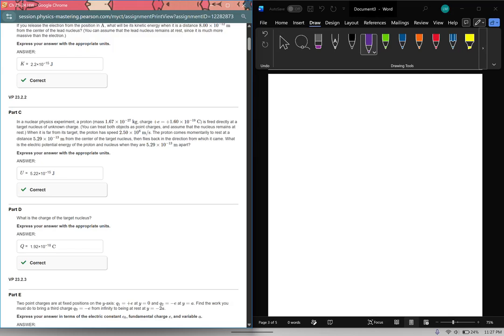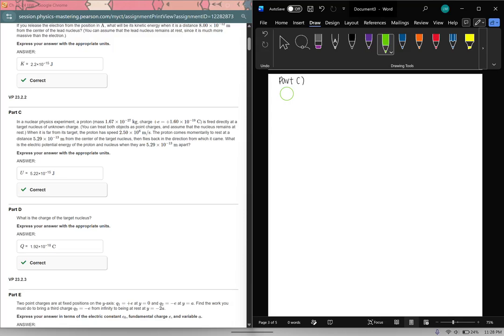So I'm going to start by drawing a diagram. I'm going to draw a target nucleus and label its charge as Q, since it's going to be unknown. Then I'm going to draw the proton approaching the nucleus and label it positive 1.60 times 10 to the power of negative 19 coulombs. So let me draw a diagram of that. We're going to draw a proton here. First, let me write the part C.